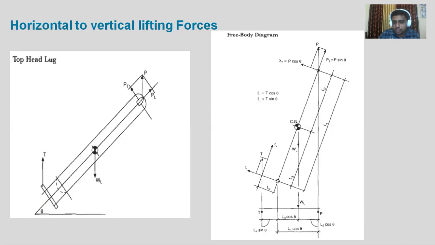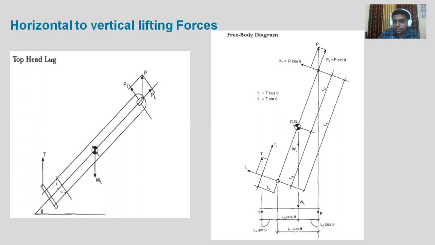So let's say this is the point of reaction of the tailing lug. This is the point of reaction of the lifting lug. So here there will be P, here there will be T. This represents the weight of that equipment, and this is the overall projected length. So if we look from the top, it will look like this. There will be a reaction like this, a T and P, and there will be a weight which will be acting in downward direction.